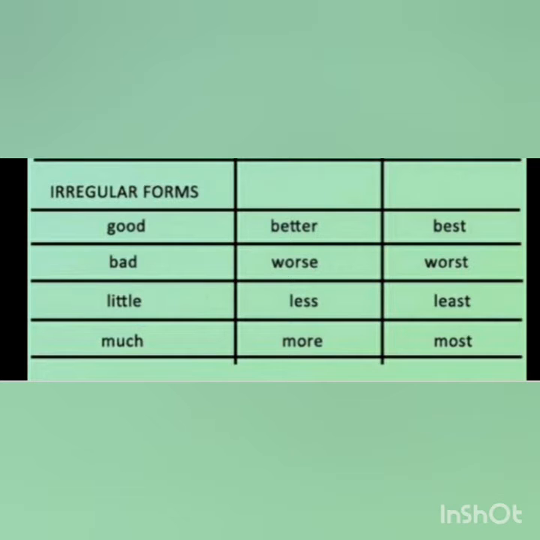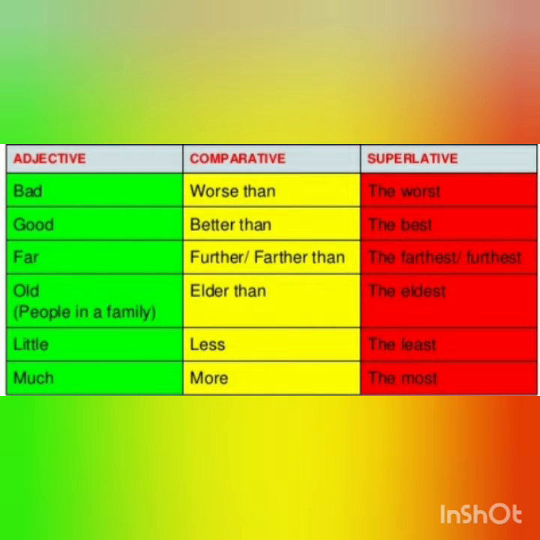Every English grammar has exceptions. For example, good, better, the best; bad, worse, the worst; little, less, the least; much, more, the most; far, farther, the farthest; old, elder, the eldest.